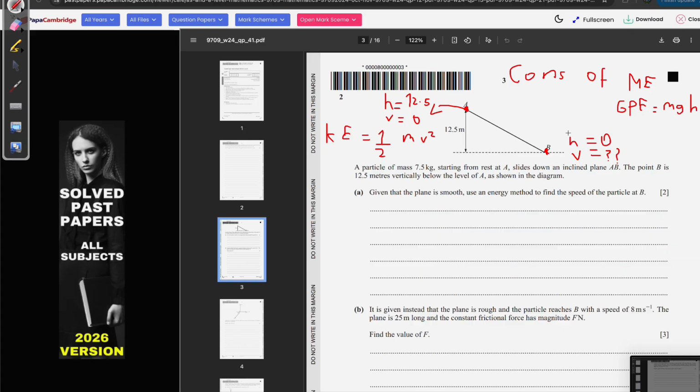So we can cancel the mass out. g is 10 as always. 10 times 12.5 is equal to half v squared. Now let's plug this into the calculator. 125 is equal to half v squared, and you're going to get 5 radical 10 or 15.8.